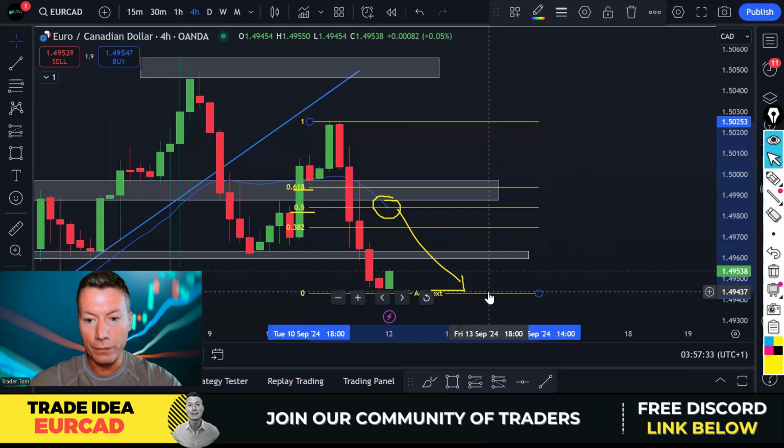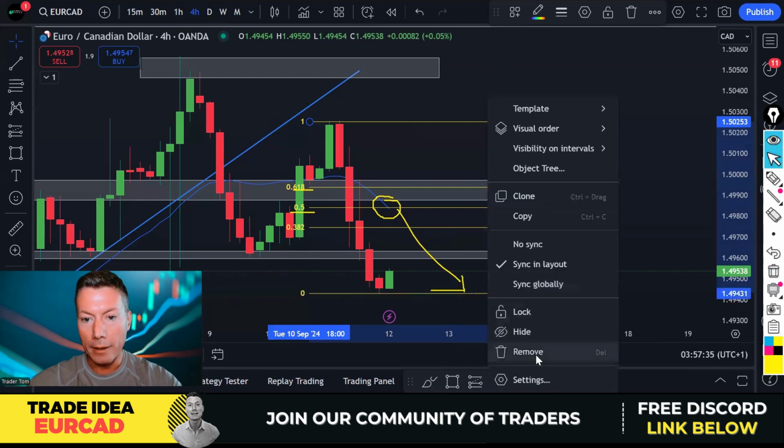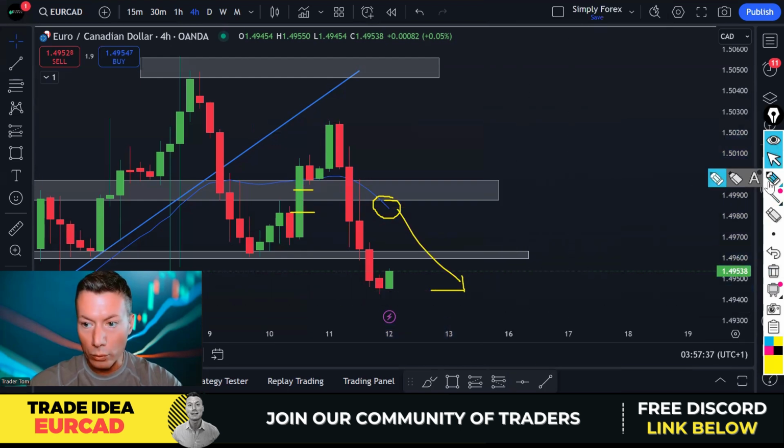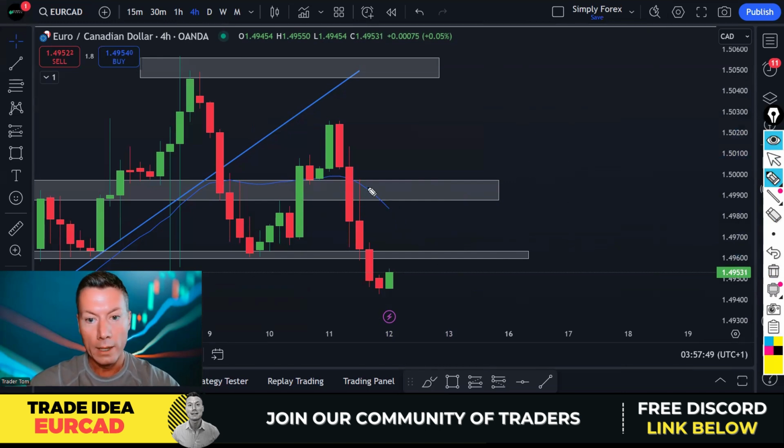Okay, let's remove the fibs now as well. So that also coincides with the moving average 20 and potentially this resistance level in here. So you can't help but think with all of that confluence, the fib level, this resistance level, and the moving average 20, somewhere in here will be a very nice entry for sells, right? We get a retrace and we can start selling euro Canadian dollar.